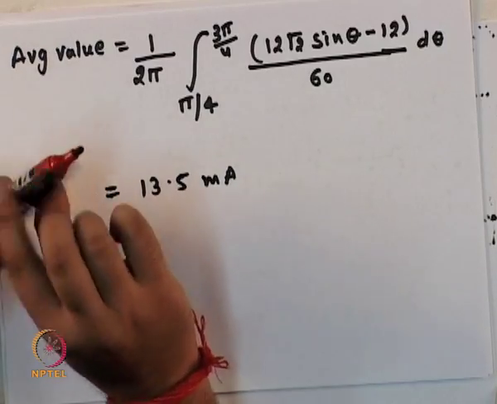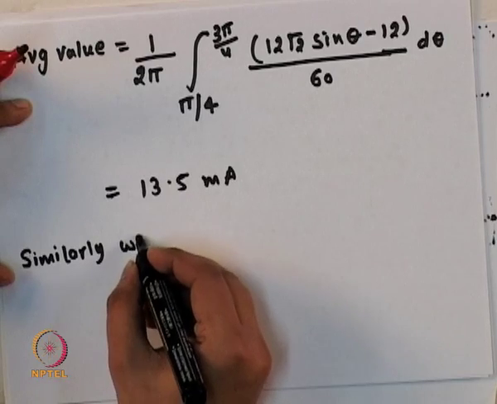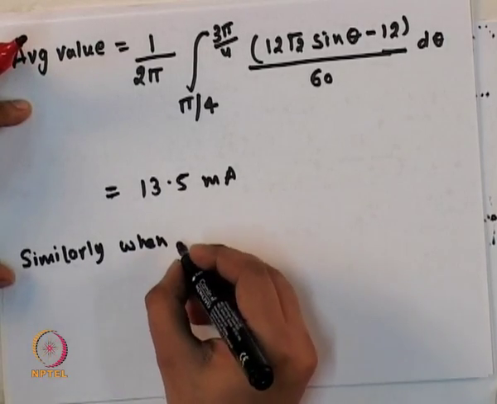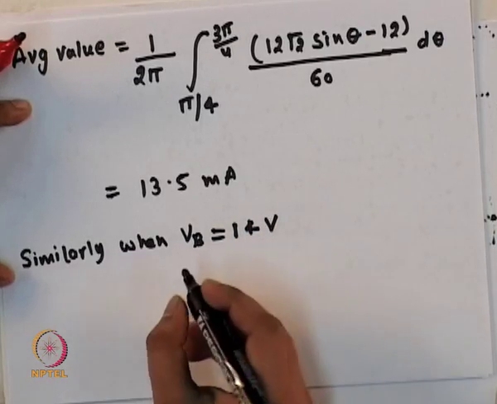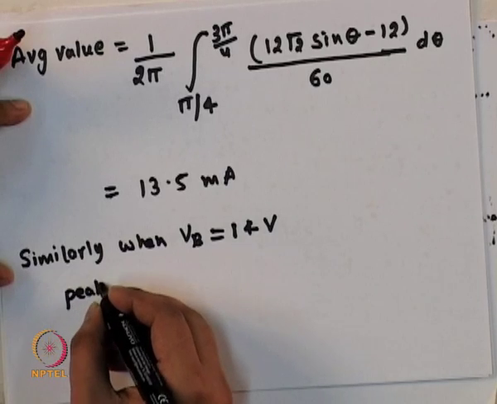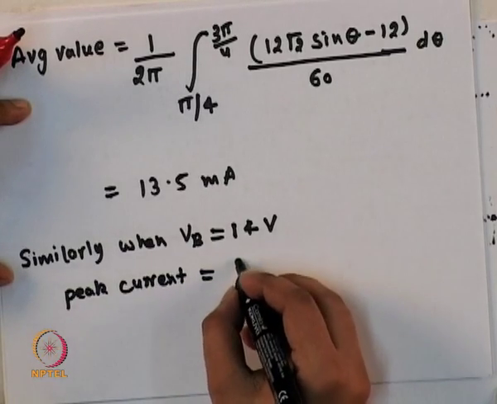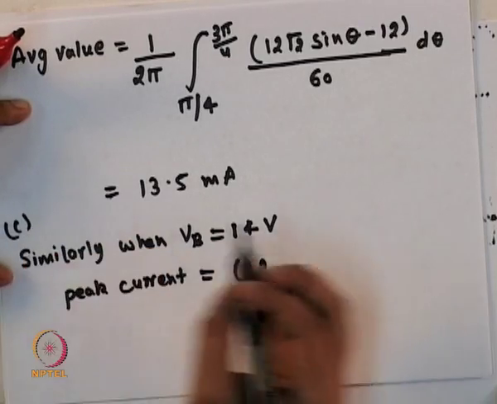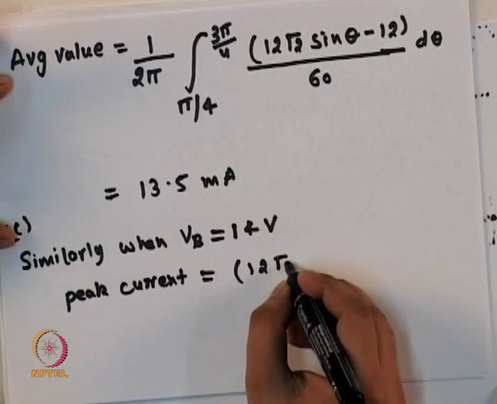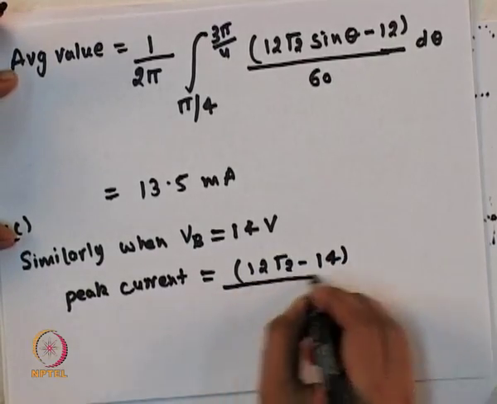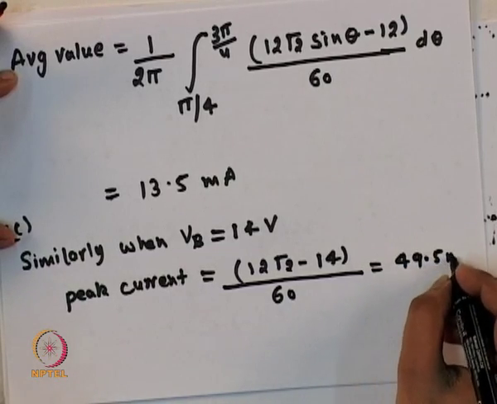Similarly, when VB equal to 14 volt, this is C part, peak current equal to 12 root 2 minus 14 upon 60, equal to 49.5 milliampere.